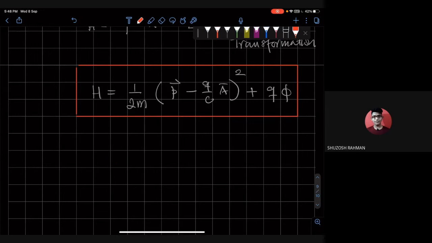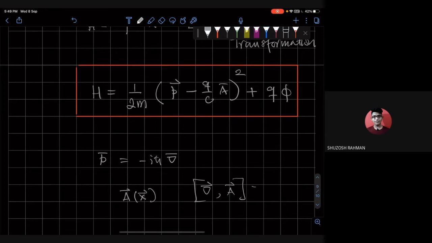P is going to be replaced by minus i h bar gradient operator, right? So now the thing is that A itself is a function of space and maybe even time. So therefore, this thing and this thing, they are not going to commute.